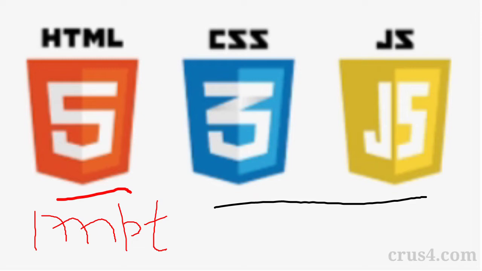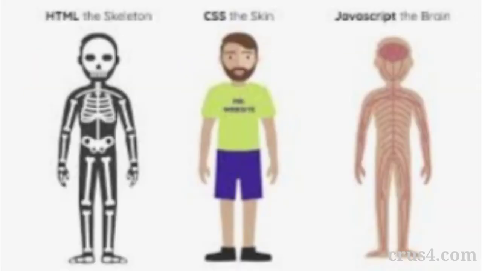Let me explain to you with this diagram. Here you can see that HTML is the skeleton, or we can say the structure of a web page. CSS is the skin or beauty of a web page, and JavaScript is the brain. Now suppose there is no structure, then for what purpose do we need beauty and brain? So that is why I say that HTML is a must.